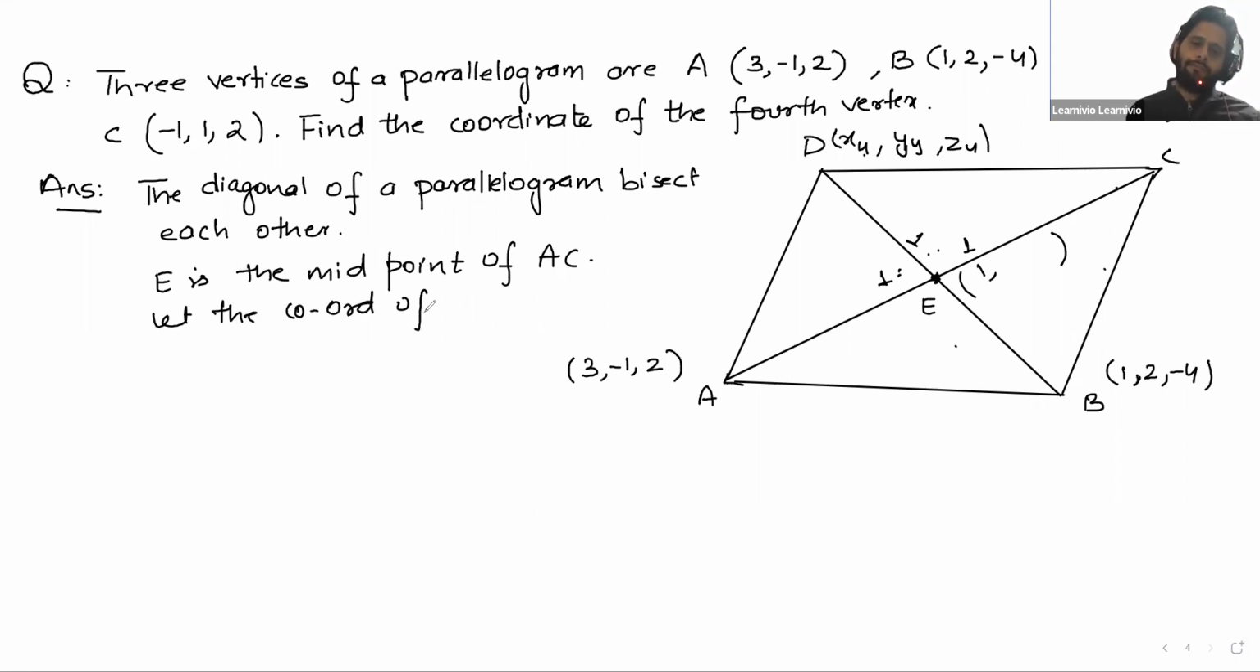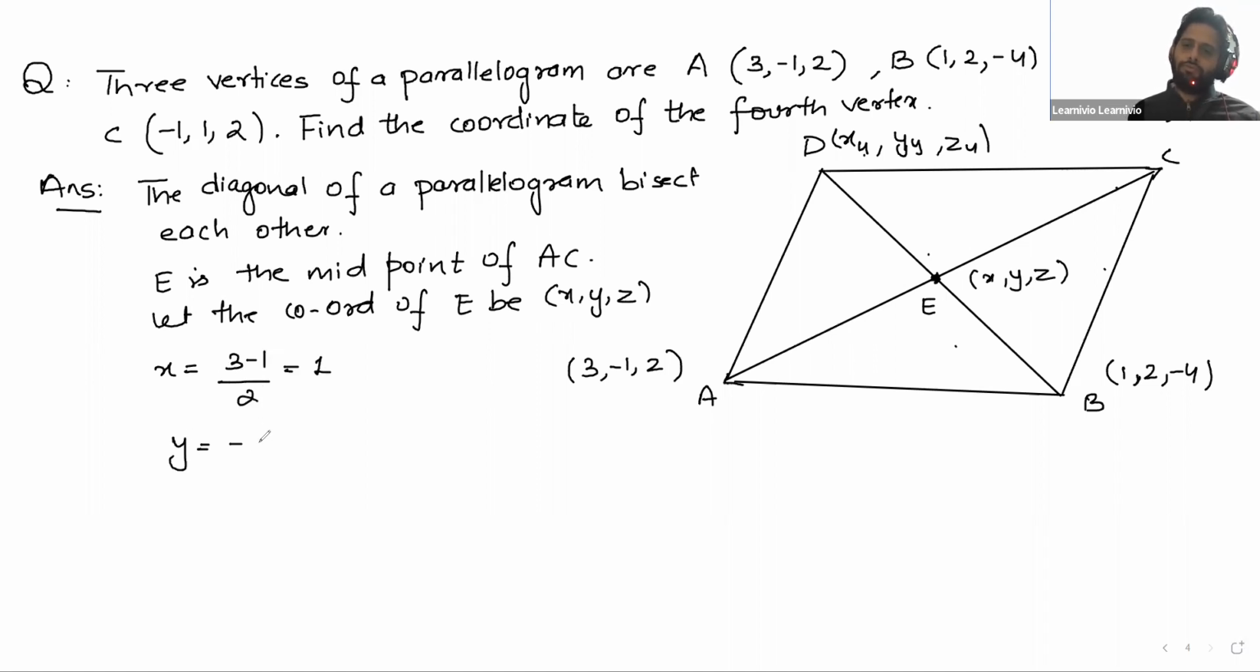Let the coordinate of E be X, comma, Y, comma, Z. Now find X. So X will be equal to 3 minus 1 by 2, which will give you 1. Similarly, Y is equal to minus 1 plus 1 by 2, which will give you 0. Similarly, Z is equal to 2 plus 2 by 2, which will give you 2. So you get the coordinates 1, 0, and 2.